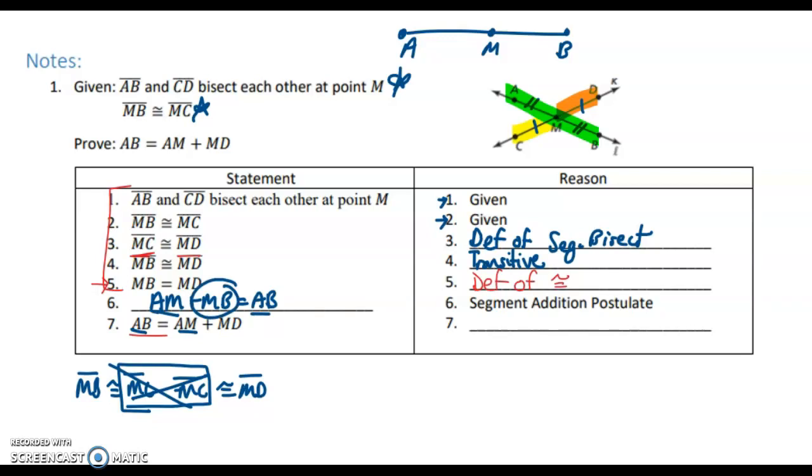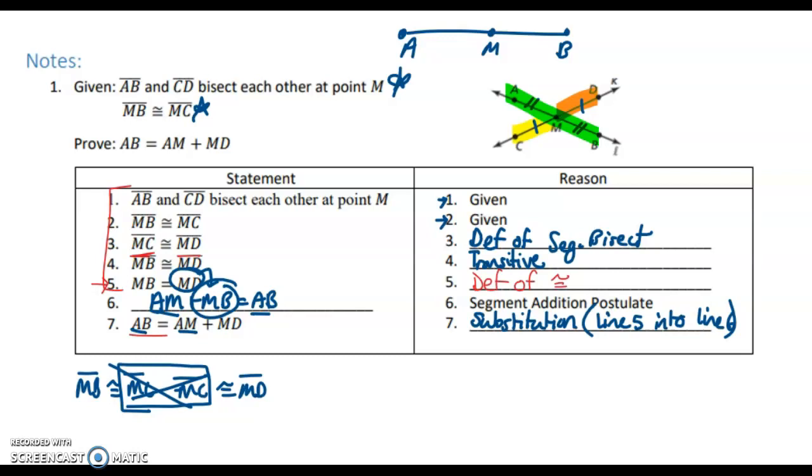Anytime they just swap one thing out, that indicates substitution. You see what they did was from line 5, they took that MD and substituted it into line 6. Because if MD equals MB, then you can swap them out for each other. So they used substitution, and they took line 5 and plugged it into line 6 for MB. Okay, and that's how they completed that.